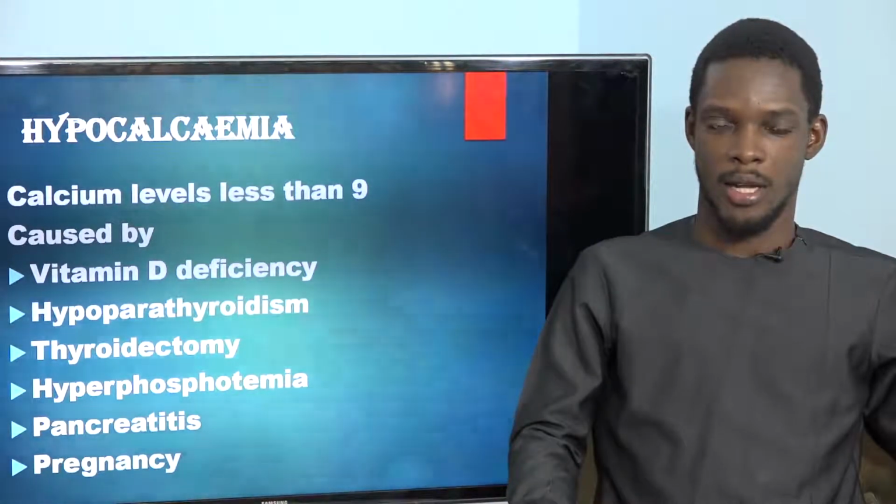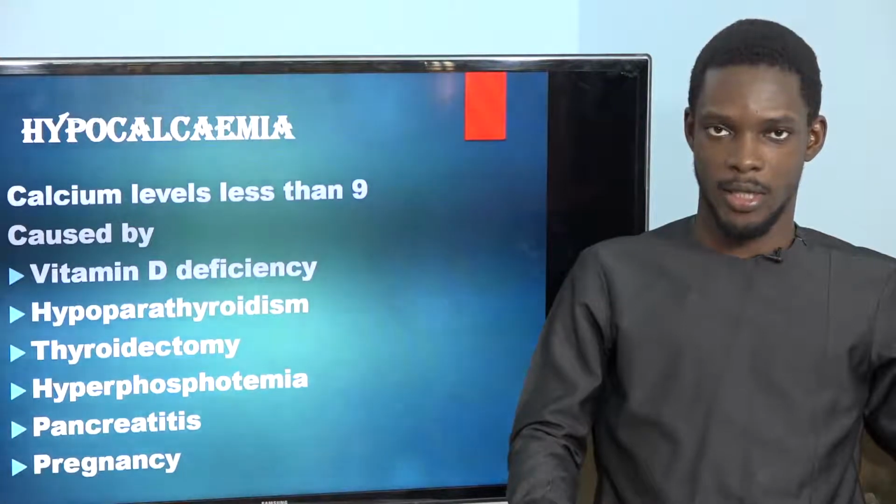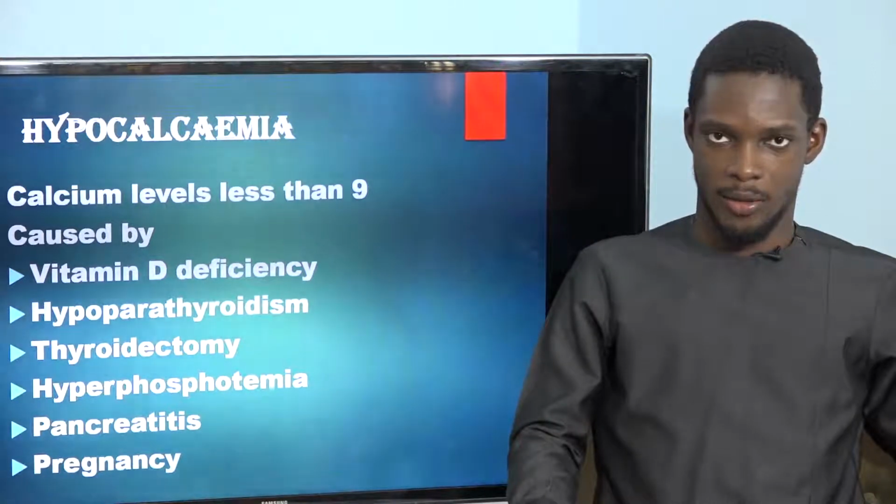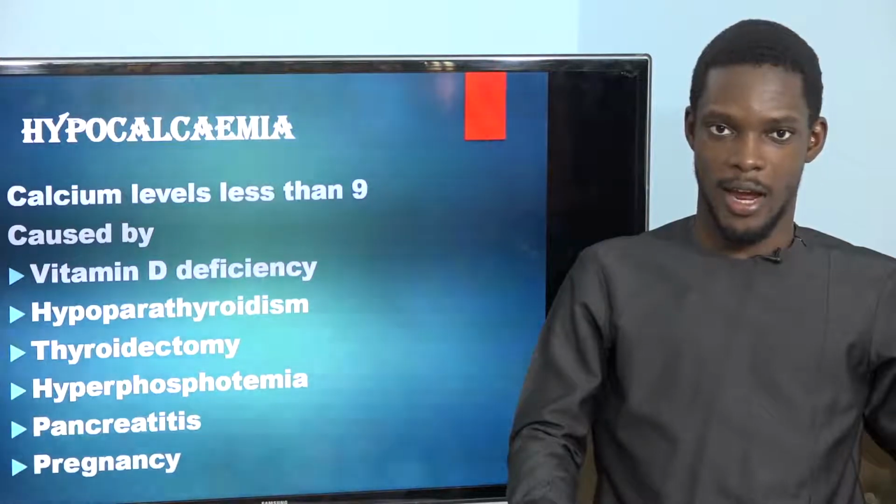Hyperphosphatemia. As I stated at the start of this lecture, calcium enjoys an inverse relationship with phosphorus, and hence whenever you have a high amount of phosphorus, as in hyperphosphatemia, you can experience a low amount of calcium, that is hypocalcemia. Pancreatitis may also result in hypocalcemia.